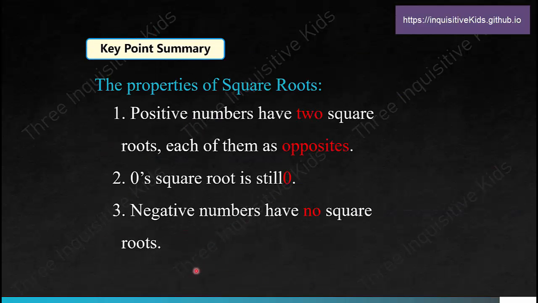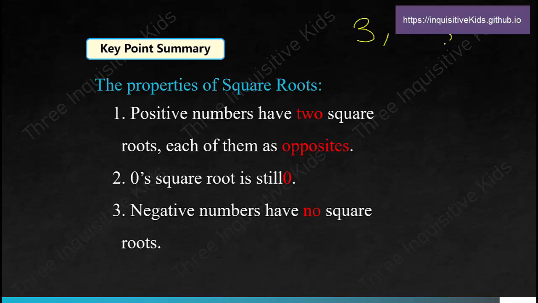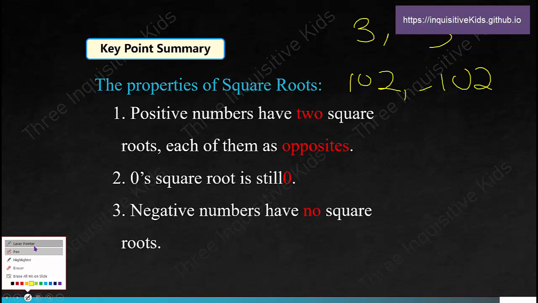So here's a summary for our key point. Here are the 3 main properties of square roots. 1. Positive numbers have 2 square roots, each of them opposites. Pairs of opposites would be, for example, 3 and negative 3, 102 and negative 102. And 0 does not have an opposite, by the way. 0's square root is still 0, because 0 is very special. It's neither positive nor negative. And last, negative numbers have no square roots.